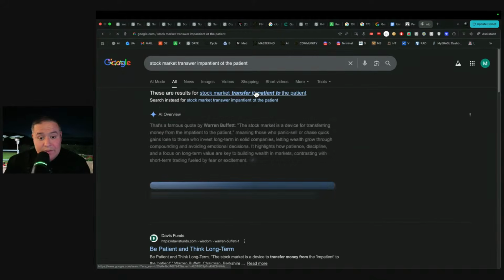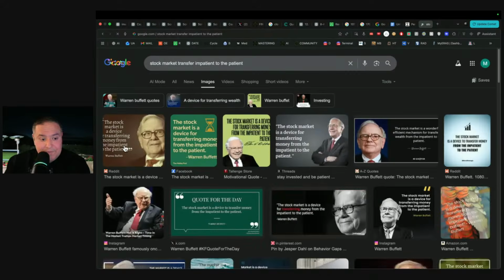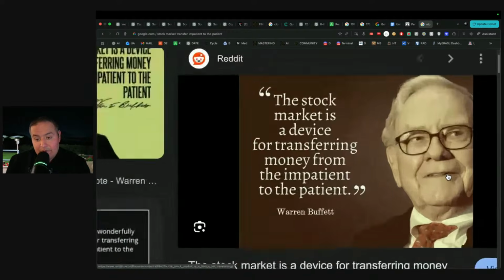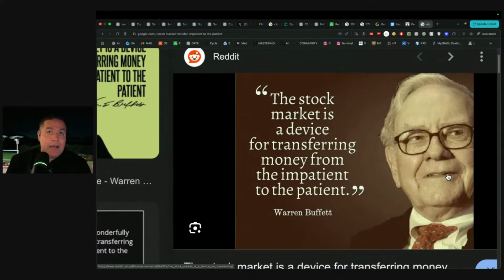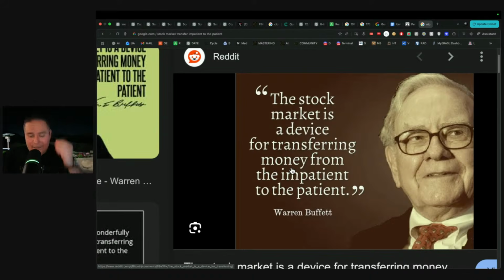Yeah, so whoever is calling this bankrupt, you're like, I'm here, and you're like, you're opening up a daycare in Minnesota, right? What's going on here, right? So the stock market is a device for transferring money from the impatient to the patient.